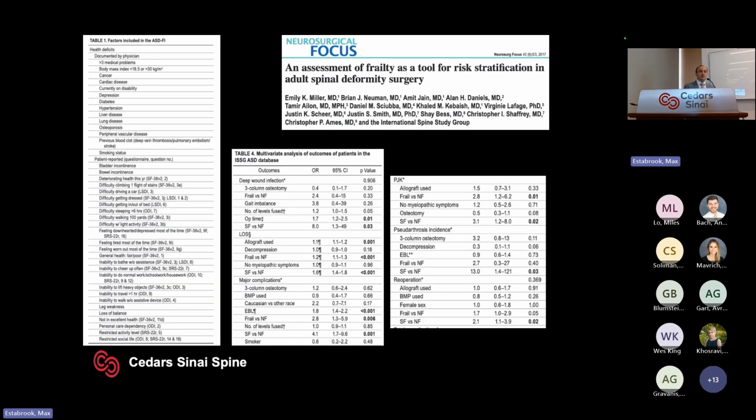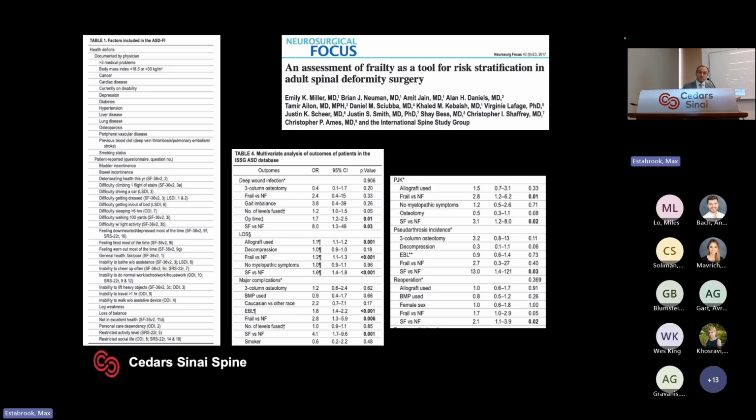This is a really nice frailty index that was actually devised by the SRS. It's called the Adult Spine Deformity Frailty Index. And actually, Dr. Shear was on this paper, and it really does a nice job of applying this accumulation model. They took 30 to 40 things, which you can see on the left, and they showed that really every single outcome was related to the patient's frailty, from complications to PJK, reoperation, pseudoarthrosis, etc.